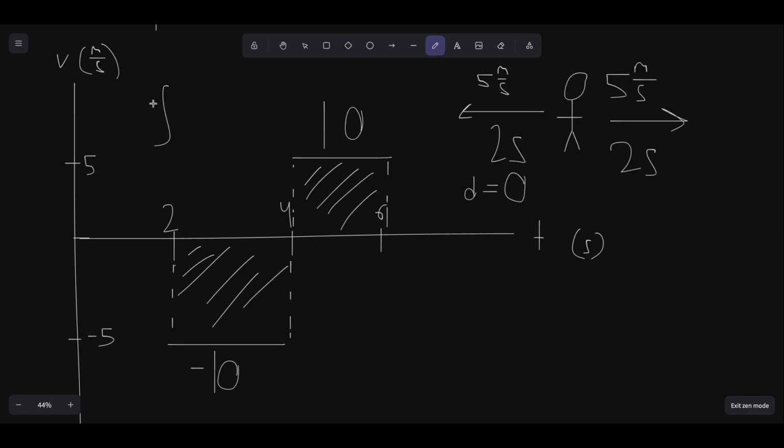So essentially, the integral from 0 to 4 of my velocity function with respect to time is going to be equal to 0, meaning that my displacement is going to be 0.